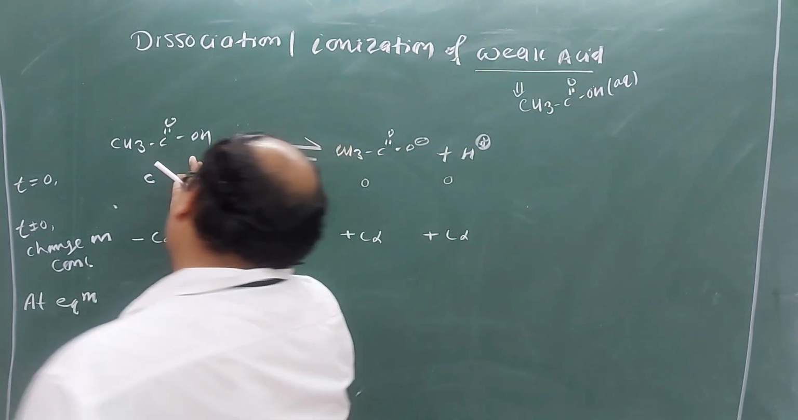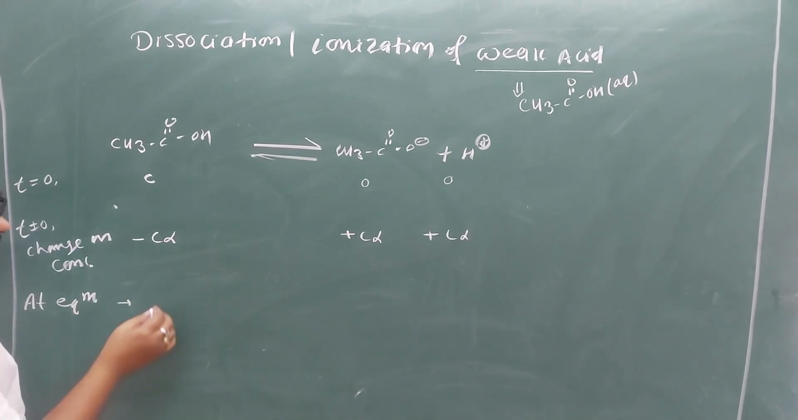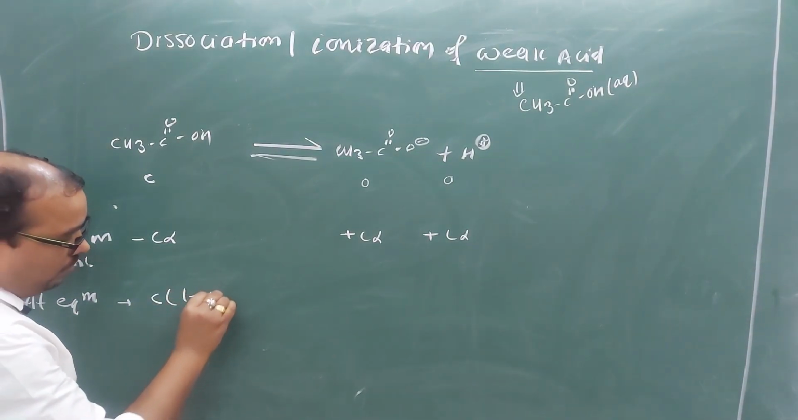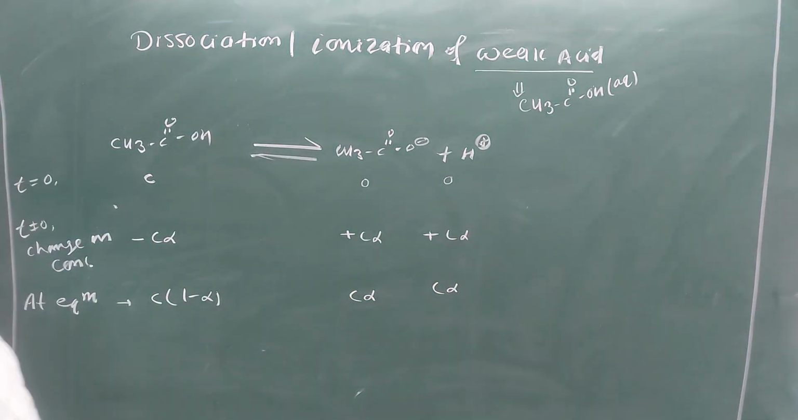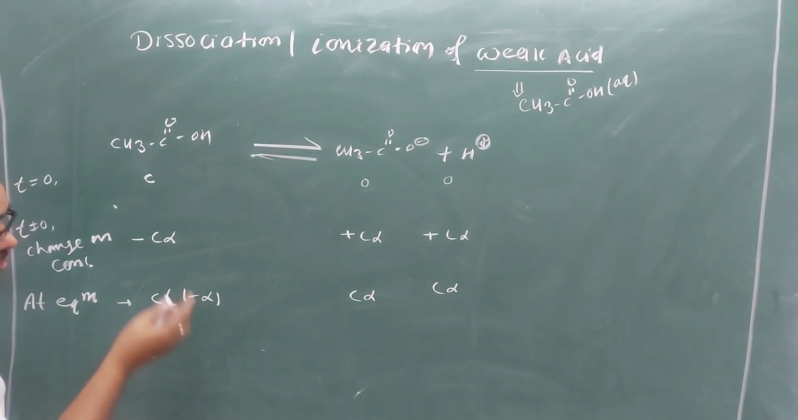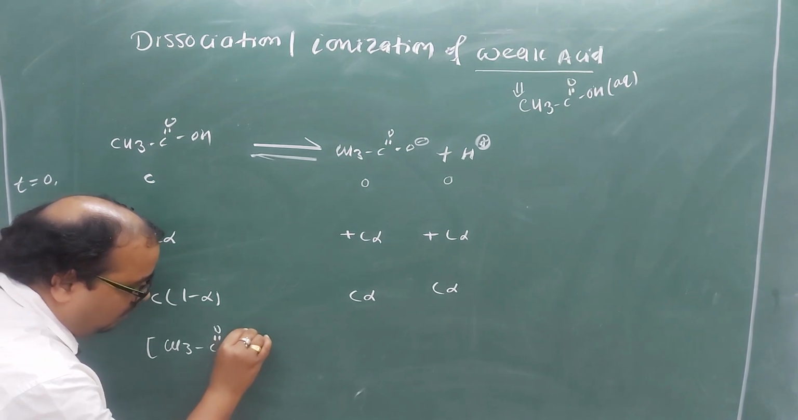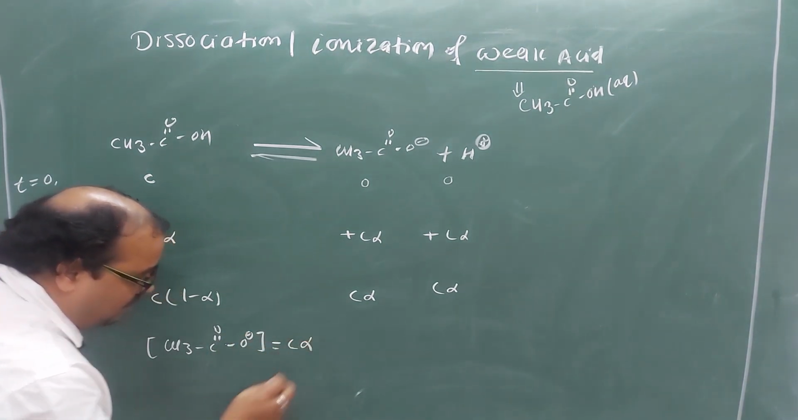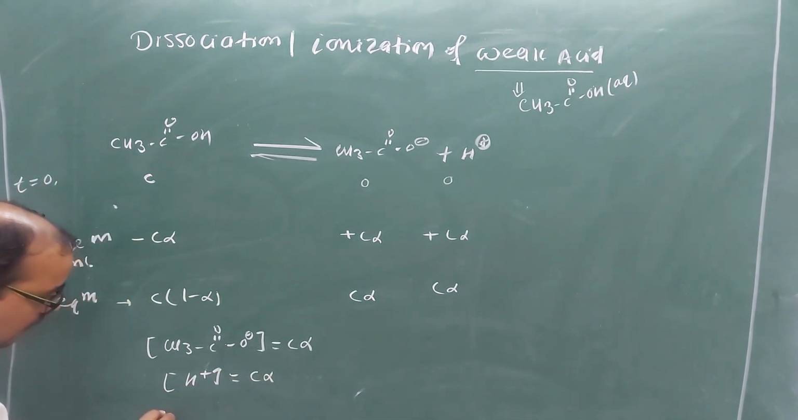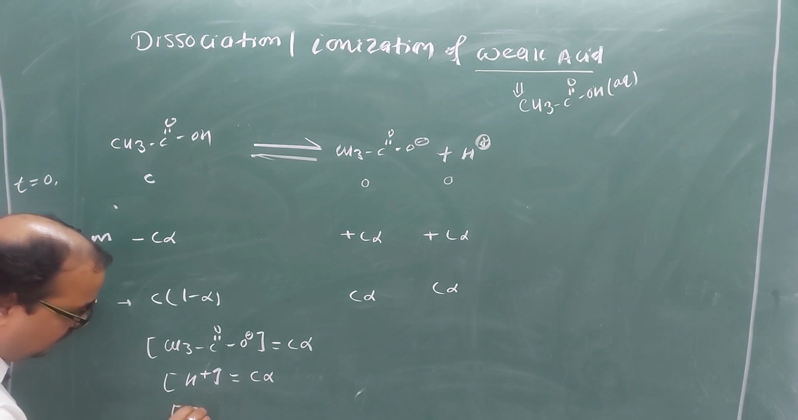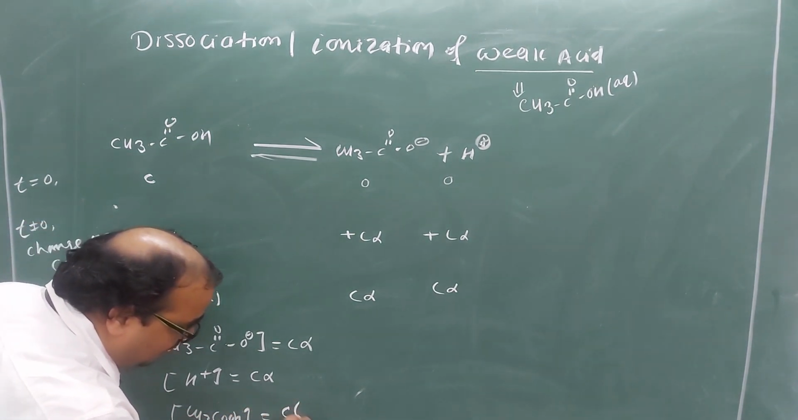Is it okay? Yes. So obviously at equilibrium, what will it form? I am writing here the direct, 1 minus alpha, it forms C alpha, it forms C alpha. So what did you get here? You got the concentration of each species in the equilibrium mixture. This is C alpha. So the H plus ion is C alpha, and here the concentration of acetic acid you got is C into 1 minus alpha.